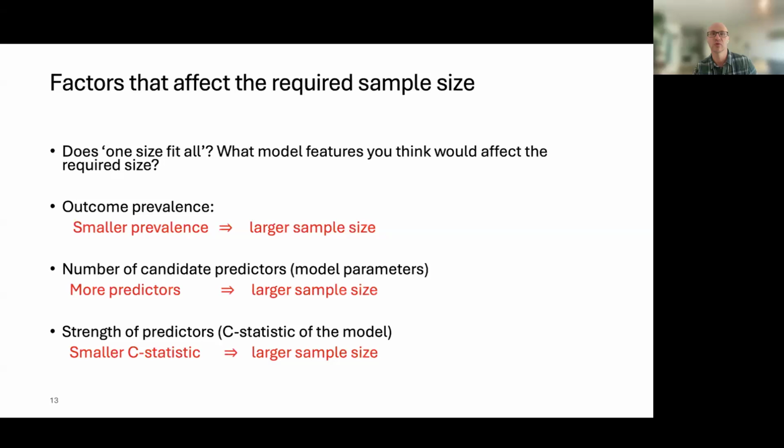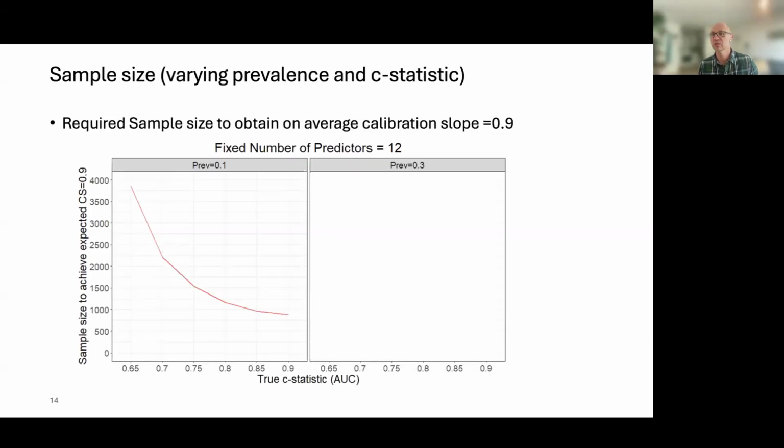So the idea is that if you have an idea about the number of predictors, the prevalence, and, based on previous models, a ballpark estimate of where the C index for that model would lie, then you can calculate how many patients you should collect data on. Okay, so here it's indicative.